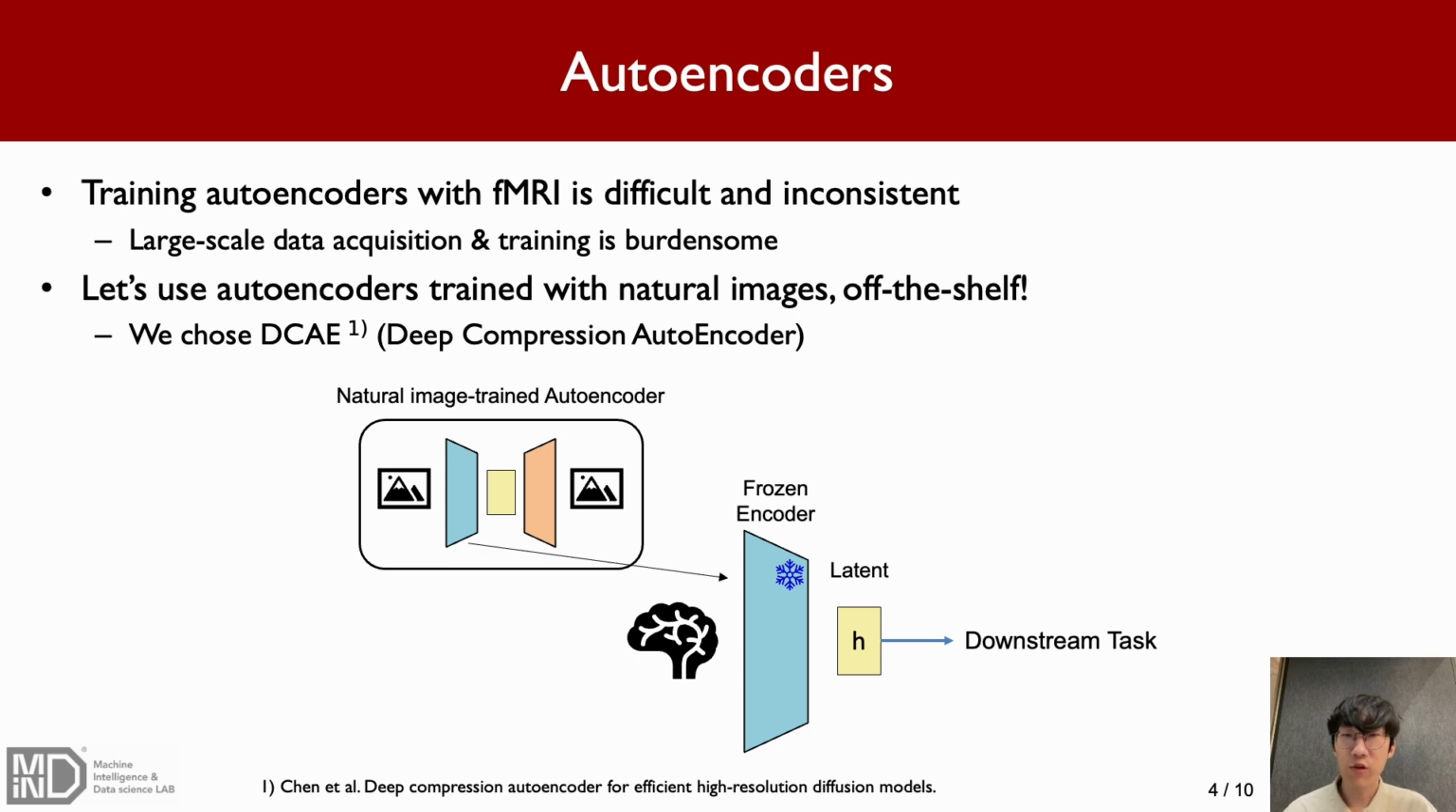However, training autoencoders for fMRI is not an easy process. It takes a lot of effort to acquire data enough to train a strong autoencoder, and even then, that autoencoder might not work well for a different dataset. Therefore, we propose to use autoencoders that were trained with natural images, off the shelf, with the expectation that they will generalize well into fMRI images.